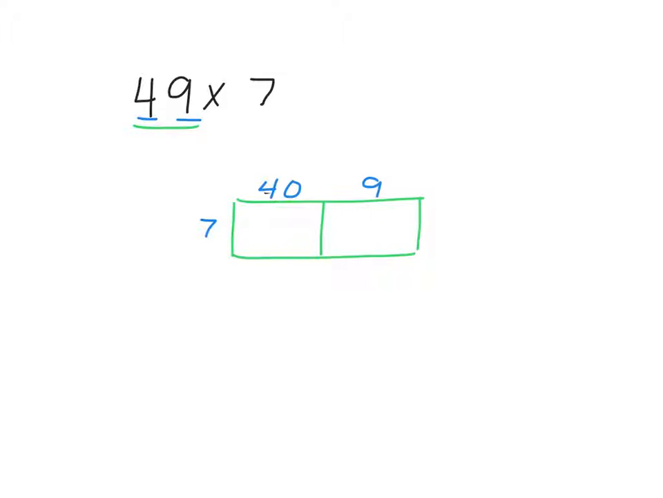So go ahead and pause your video. So if you pause your video, you should have taken 40 times 7, which you know is 4 times 7, which is 28. Drop in the 0. Then we're taking 9 times 7, which is 63. Okay, go ahead and carry out the next step. Pause your video.